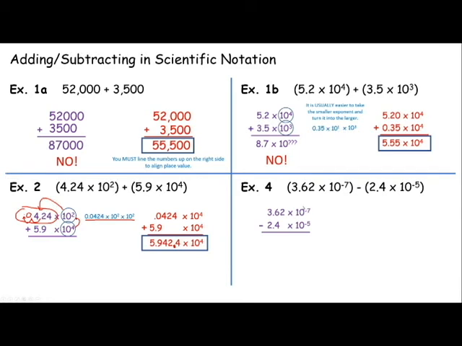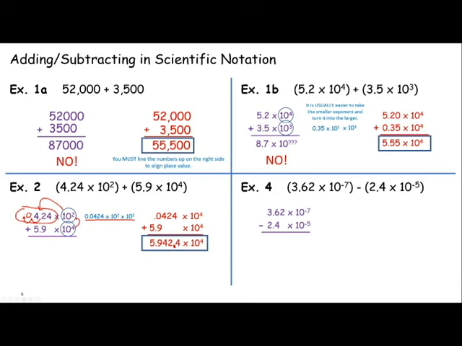Remember, a negative 7 means use the reciprocal. So this is actually a really tiny number. And this one only has a -5. So the 3 and the 2 are definitely not going to be in the same spot. Now it's usually easier to take the smaller exponent and change it to the larger. Keep in mind that -7 is smaller than -5, so I need this to go up 2 places.